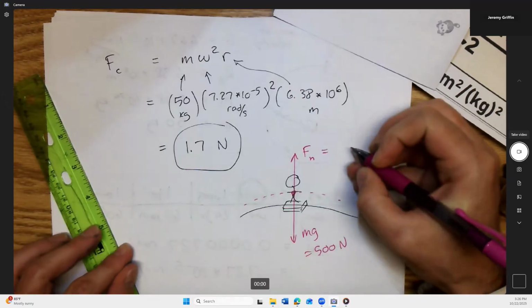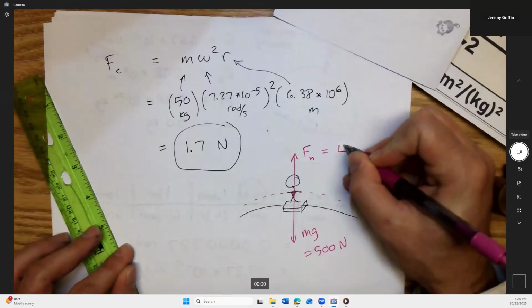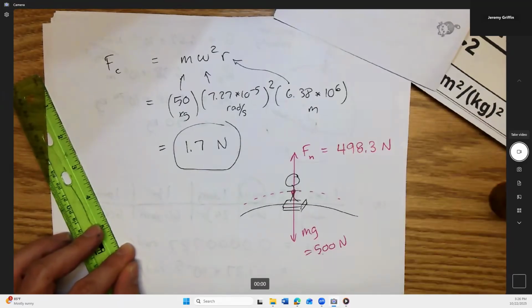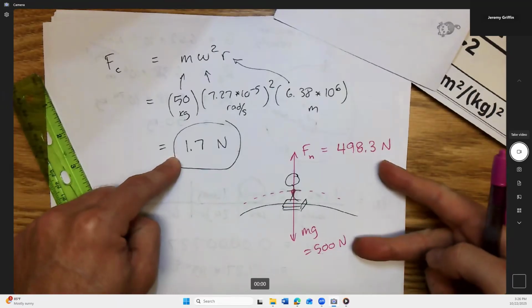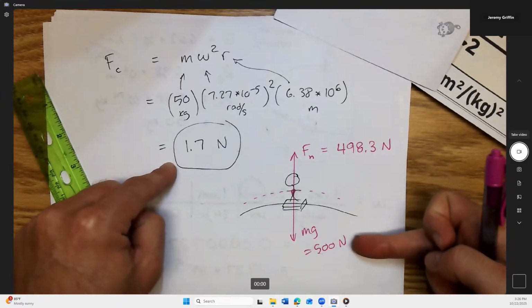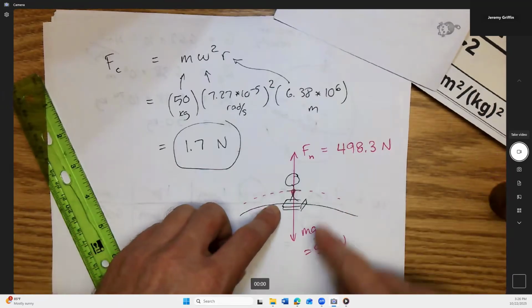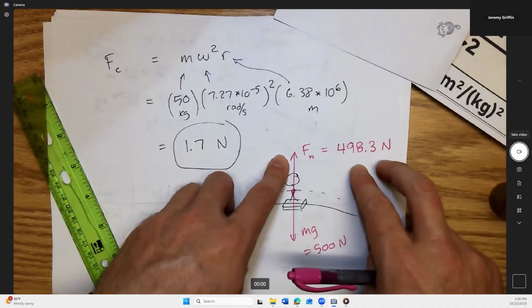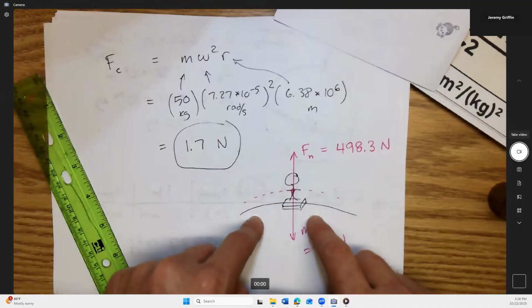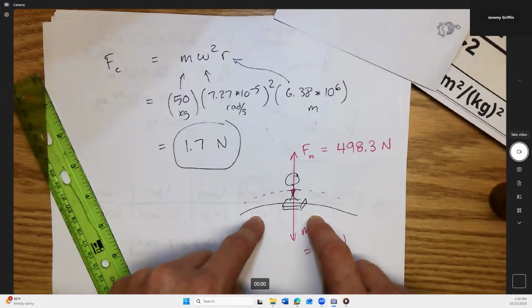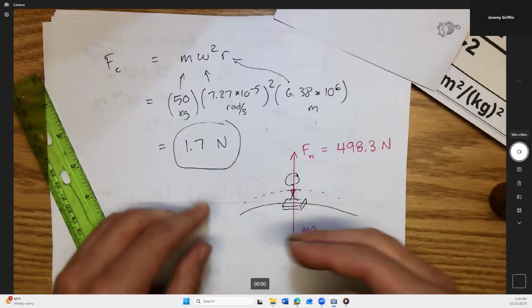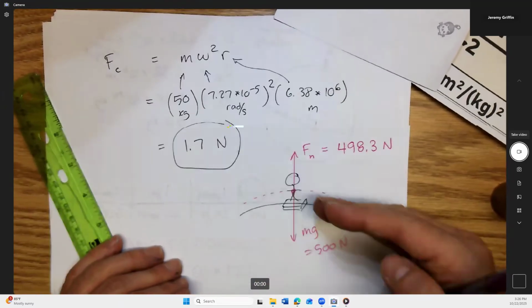I think the scale reads 498.3 newtons. Why do I think it's that? Guys, it's the difference between these two right here. This guy is actually being pulled down with 500 newtons of force. The scale only pushes up with a couple of newtons less than that. There is a net force on the guy. What's the net force? 1.7 newtons, which acts as a centripetal force. That's what's keeping him moving on a curved path on the equator.